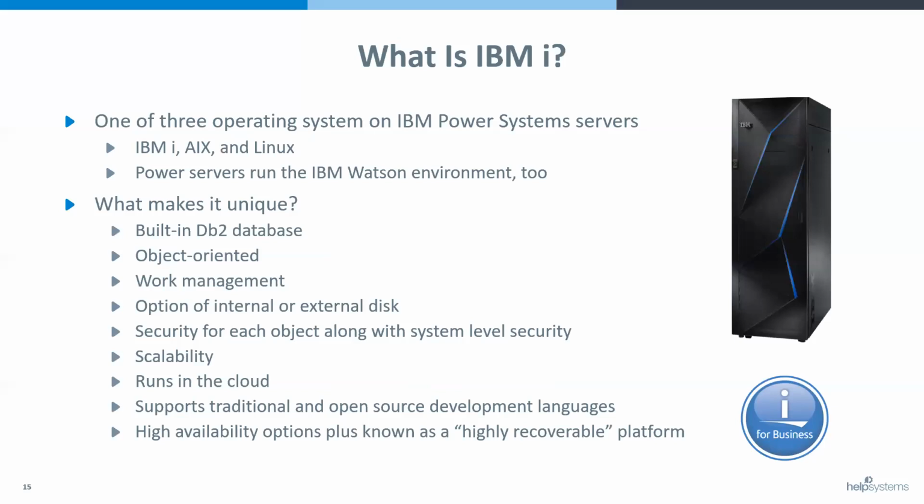It's an operating system. As a matter of fact, it's one of 3 operating systems that can run on an IBM Power Systems server. Power Systems servers run the IBM Power server processor called Power9 today. And we know that there's going to be a Power10 coming out. Alongside IBM i, AIX, and Linux, you can run even environments like Watson and AI type technology. But what makes IBM i unique amongst these 3 operating systems is that it has that built-in database. It has object-oriented technology.